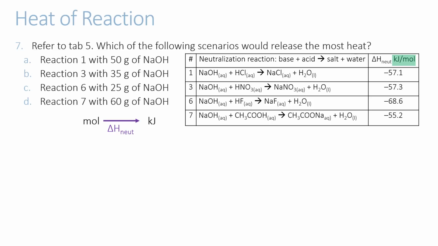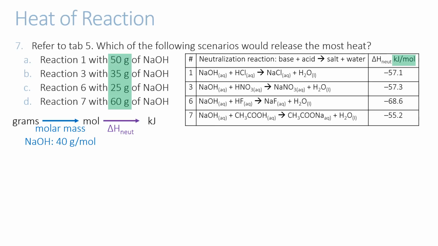So if all of these answer choices were in moles, this would just be a 1-step problem. But all of my choices are in grams of NaOH. So I need to change grams of NaOH into moles using the molar mass, and then I can change moles to kilojoules using the heat of neutralization. So I'm going to need to do a calculation for each of these 4 answer choices.